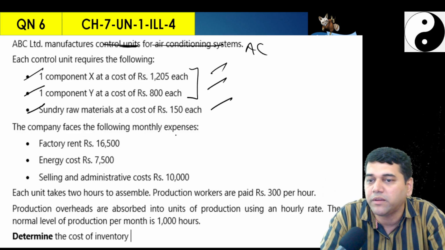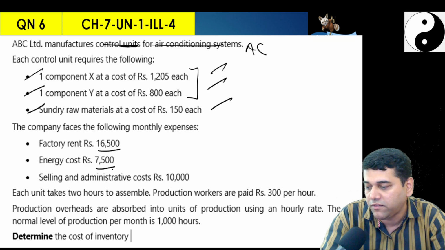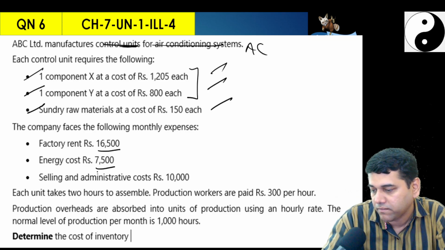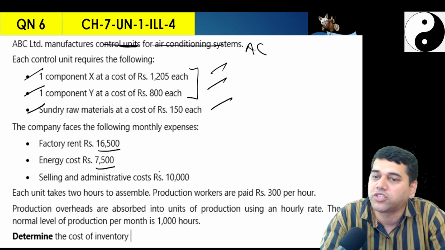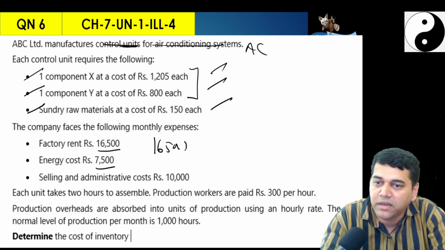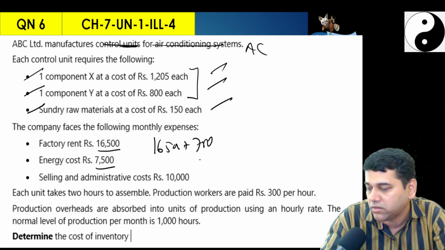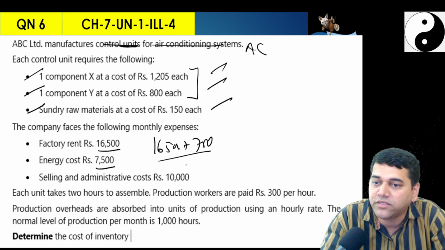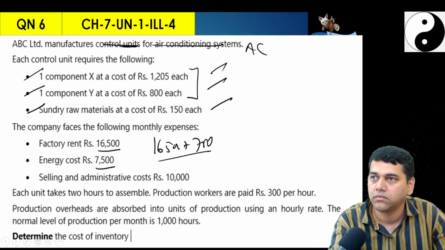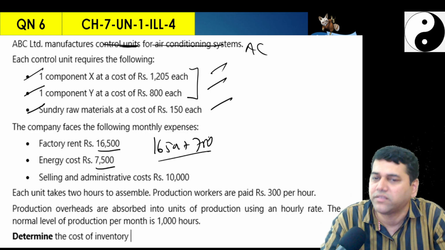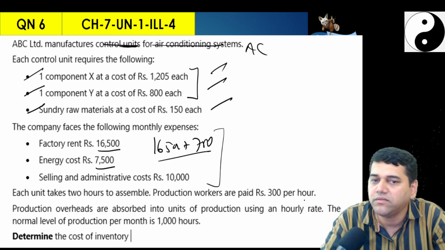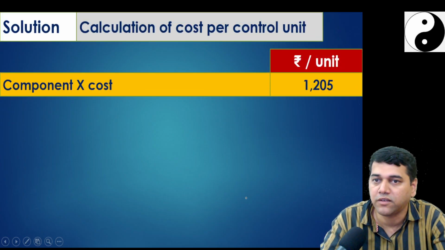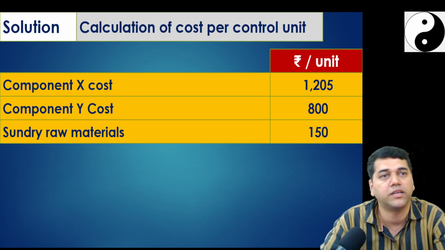Then you have used the following monthly expenses: factory rent and energy cost. How much do you incur? 16,500 plus 7,500. And how do you allocate this factory cost? Okay, some allocation we need to do, we'll check that. Once we allocate, we get the allocation, we'll see that. First of all, component X, component Y, the raw material cost you are going to distribute.